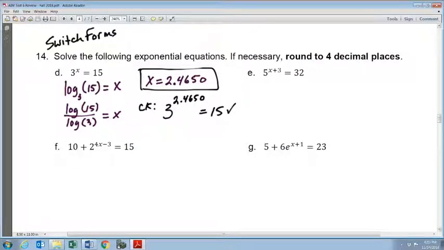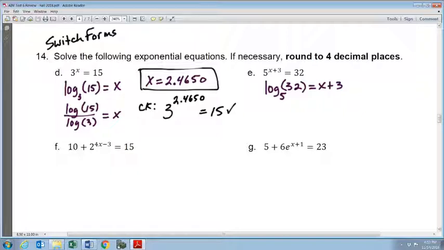First, you're going to need to change forms. So notice on E, we do have a base of 5, an exponent of x plus 3, and an answer of 32. So in logarithmic form, it's log base 5 of 32 is equal to x plus 3. Again, the exponent goes by itself, the x plus 3 there.